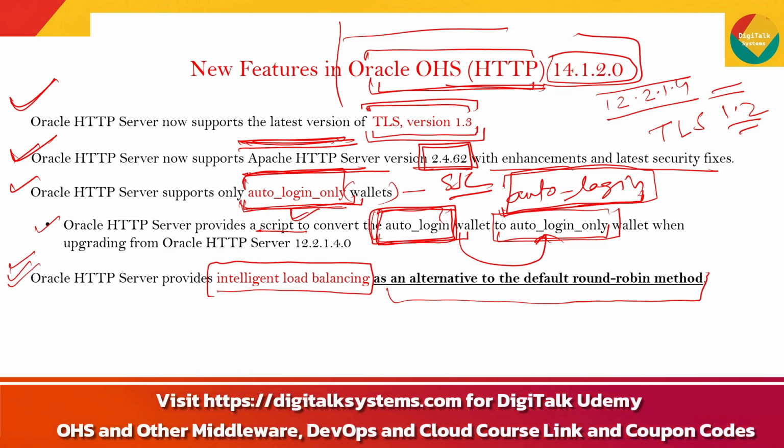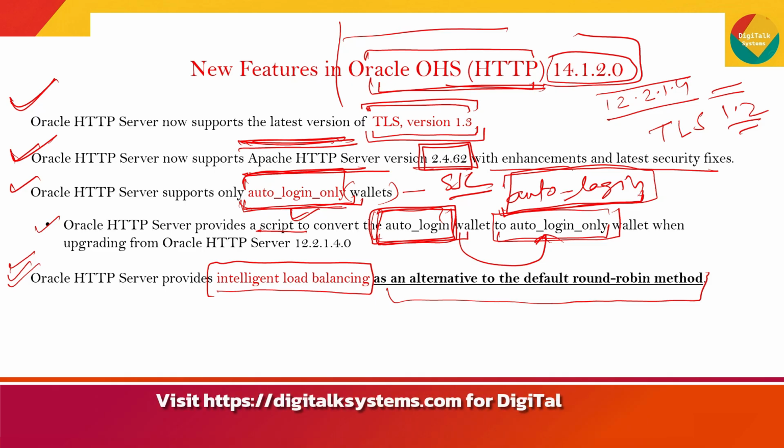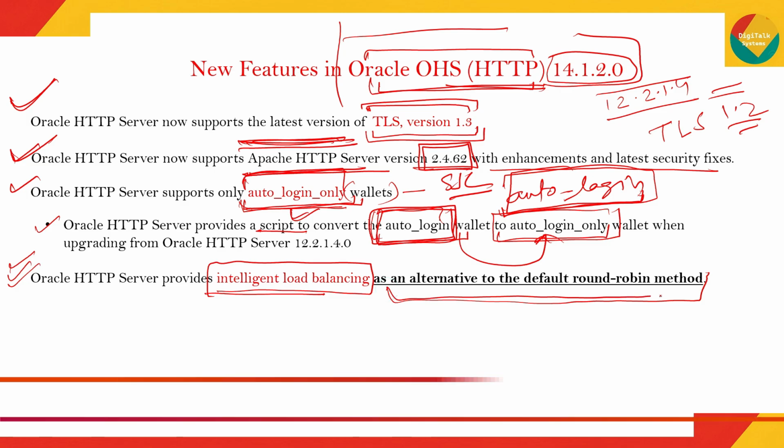So for this one, I have already posted a few videos earlier as well about the enhancements in WebLogic 14.1.2.0 along with the OHS features, where I have explained everything. But in this session, I'm going to explain again what exactly it means. So it is an alternative to the default round robin method.